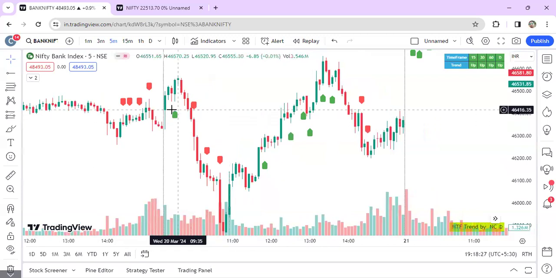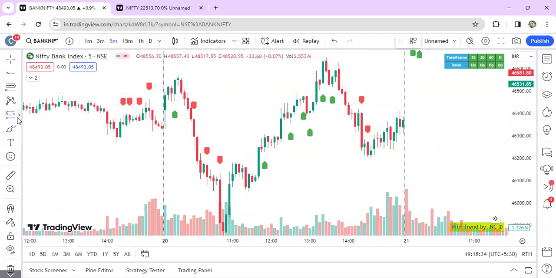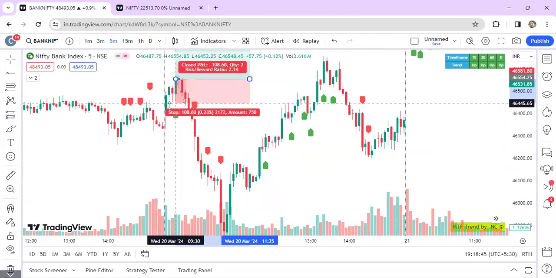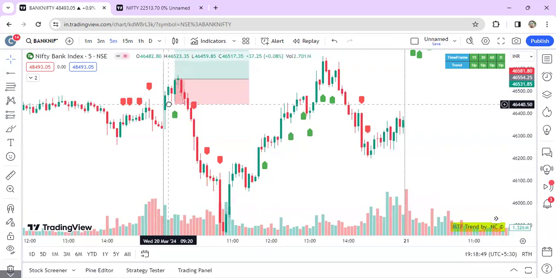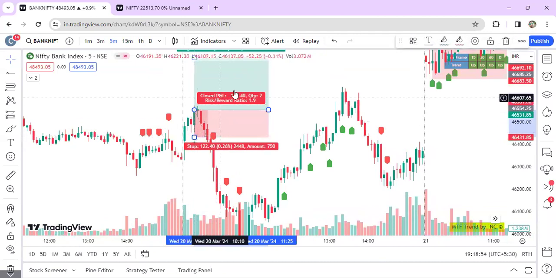Okay, let's see the previous day's example. See over here, the long signal was generated on the first trade. So we'll be entering over here. We put the SL some points lower here. We'll be losing 100 points, because our SL is hit.